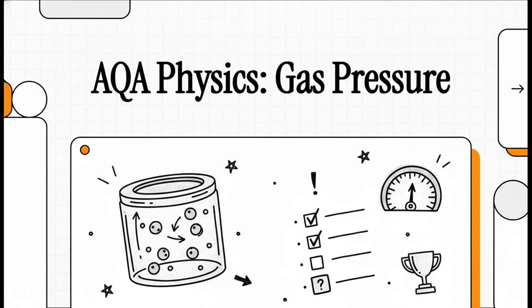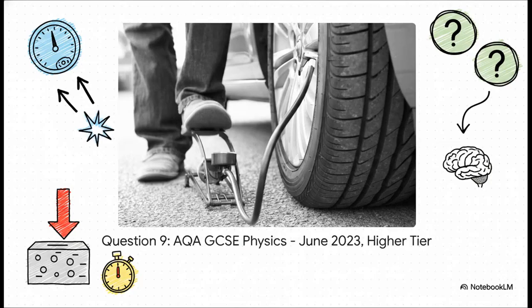Ever looked at an exam question and wondered what exactly separates a good answer from a perfect, full-mark answer? Well, you're in the right place. Today, we're going to pull apart a classic gas pressure question from a recent AQA GCSE Physics paper. By the end of this, you'll know precisely what examiners are looking for. Let's dive in.